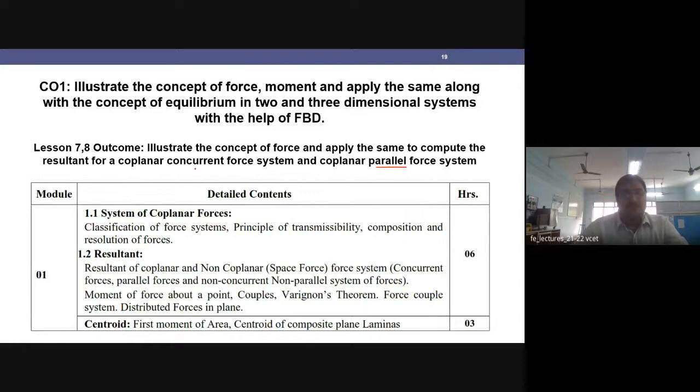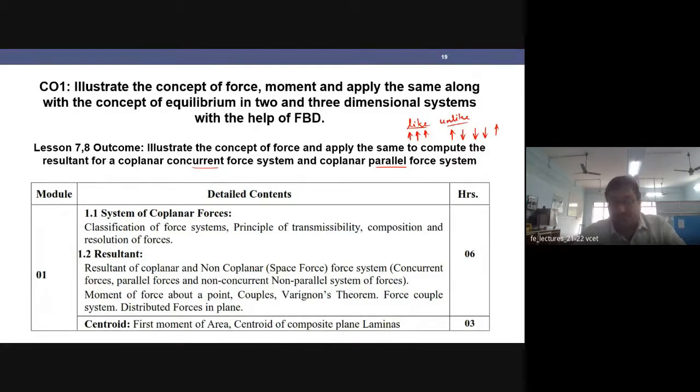When I'm talking about a coplanar concurrent force system, all the forces are acting at the same point. And in the parallel force system, I have like forces and unlike forces. When I am talking about like forces, all the forces are parallel to each other and acting in the same direction. Whereas unlike parallel forces are parallel to each other but acting in opposite directions. So that is the difference between like and unlike parallel force systems.